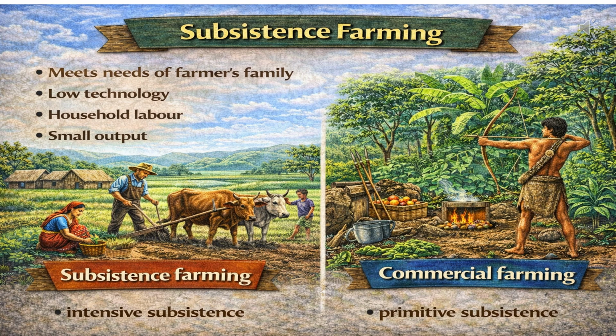Subsistence farming means farming done to meet the needs of the farmer's family. Its features: low technology, household labor, small output, mostly traditional methods. It has two main types: 1. Intensive subsistence farming. 2. Primitive subsistence farming. Let's start with intensive subsistence farming first.